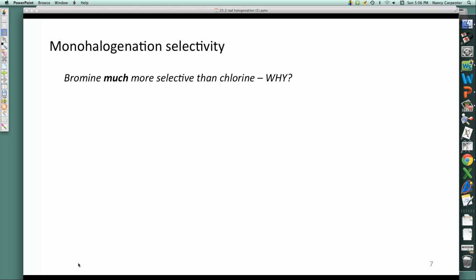topic in this chapter, because it turns out that for bromine, if I were to halogenate that 2-methyl-butane, I get almost exclusively the tertiary product when I use bromine. Whereas if I were using chlorine, this would be a major product, but there would be plenty of some other products too. I don't get nearly the kind of exclusive product mixture. So why would that be?